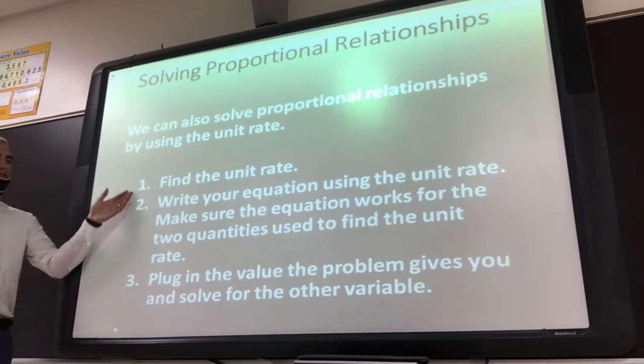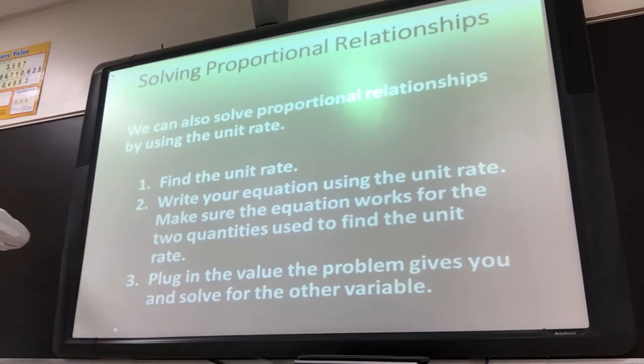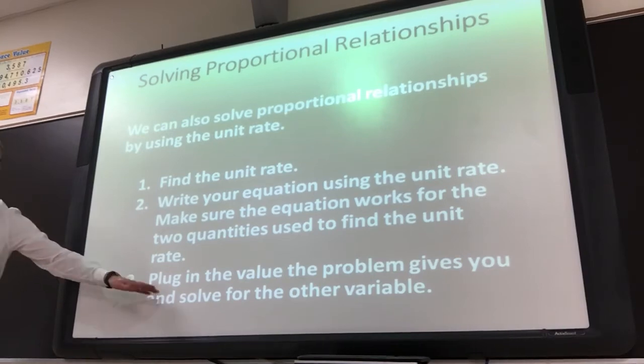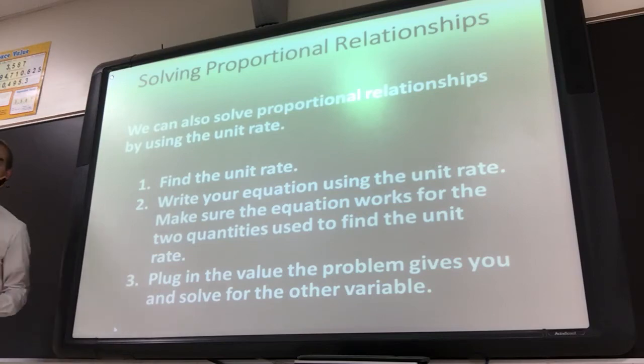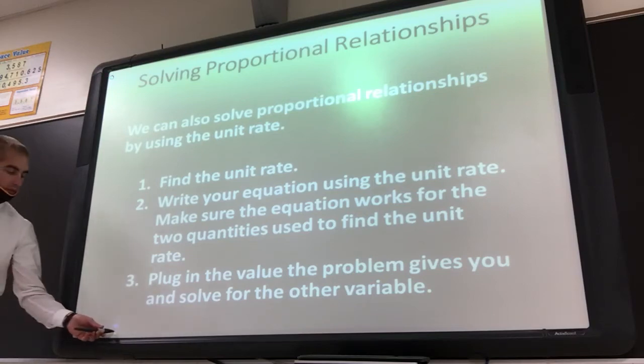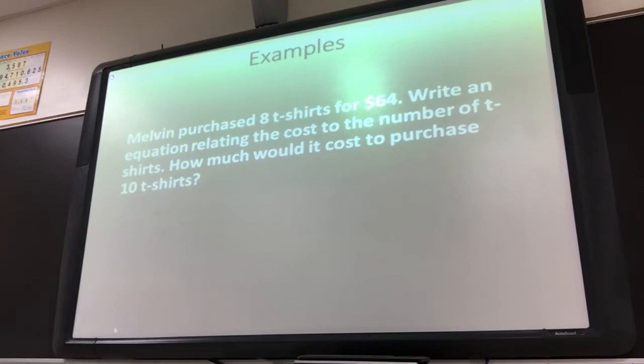All right, so these three steps, even though I worded it differently on your paper, it's still the same. The three steps are not changed. So find the unit rate, we write our equation, and then we plug in the value, but essentially we're going to be multiplying the unit rate times that value. That's what we're going to be doing. So I think the examples are still the same though.